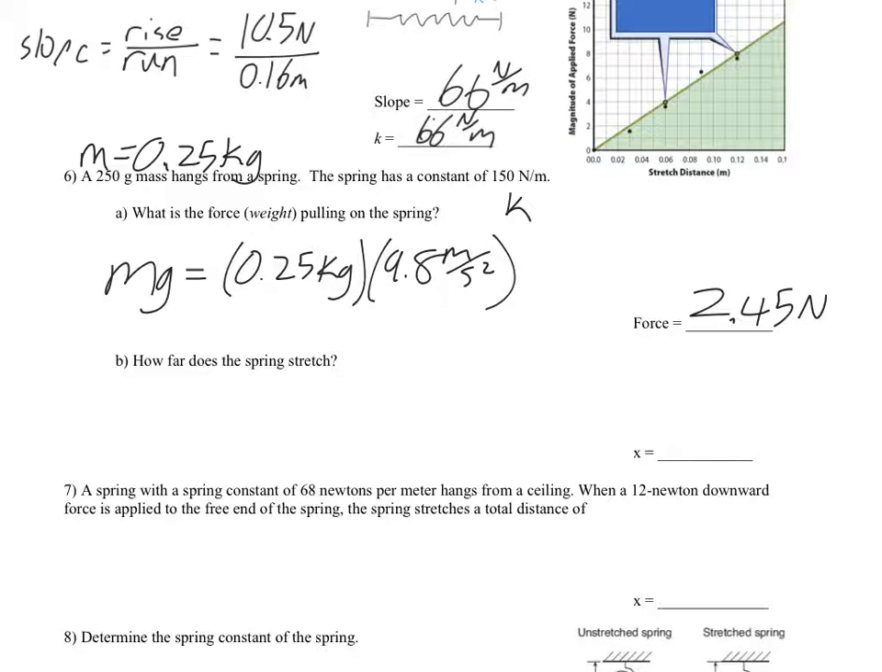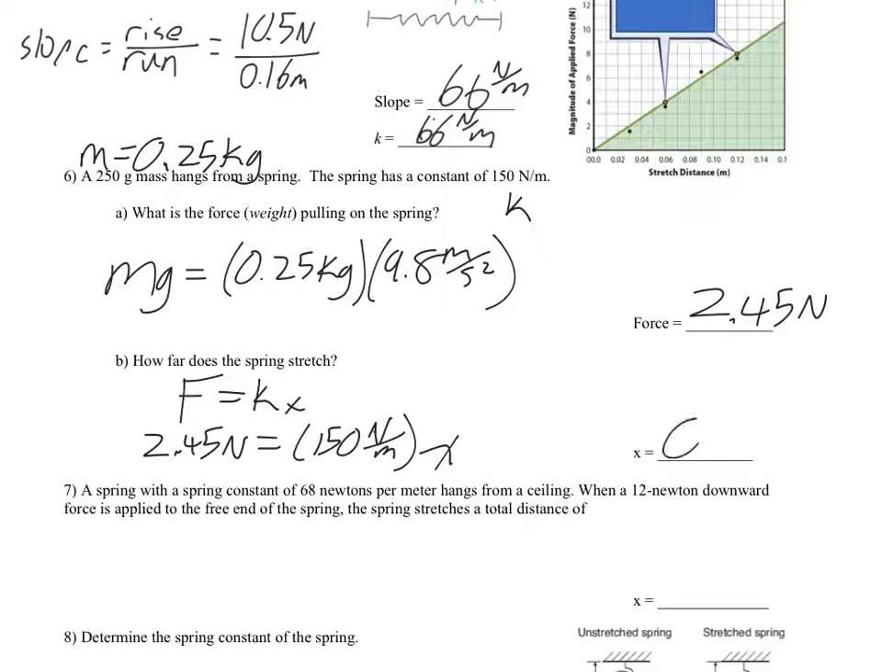So to find out how far this spring stretches, we're going to use our F equals kx, where F is 2.45 newtons, k is 150 newtons per meter, and x is our unknown. Throwing that in our calculator, we have 2.45 divided by 150, and we get about 0.016 meters, about 1.6 centimeters is our x value, how far the spring was stretched.